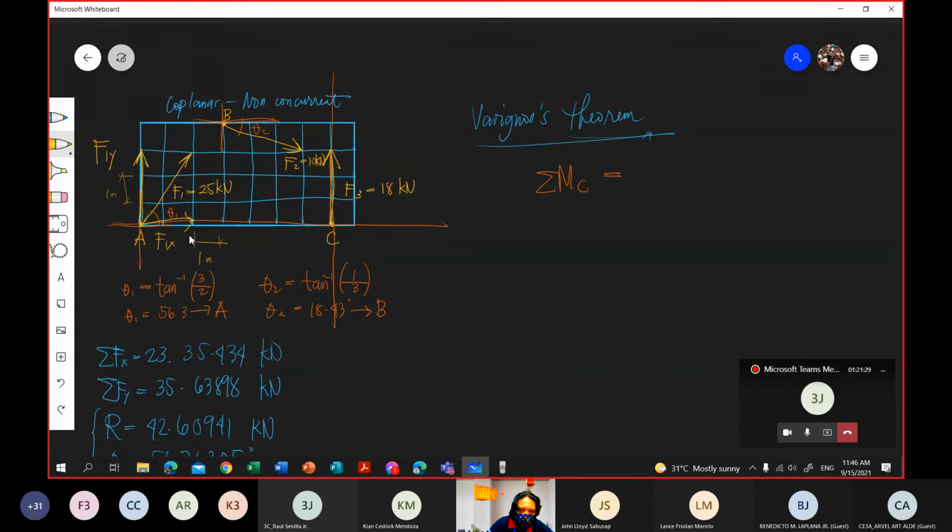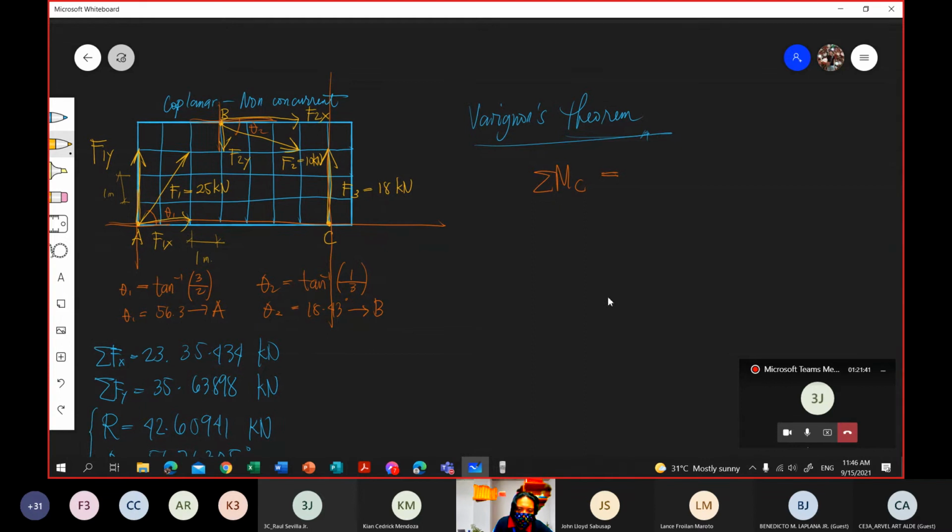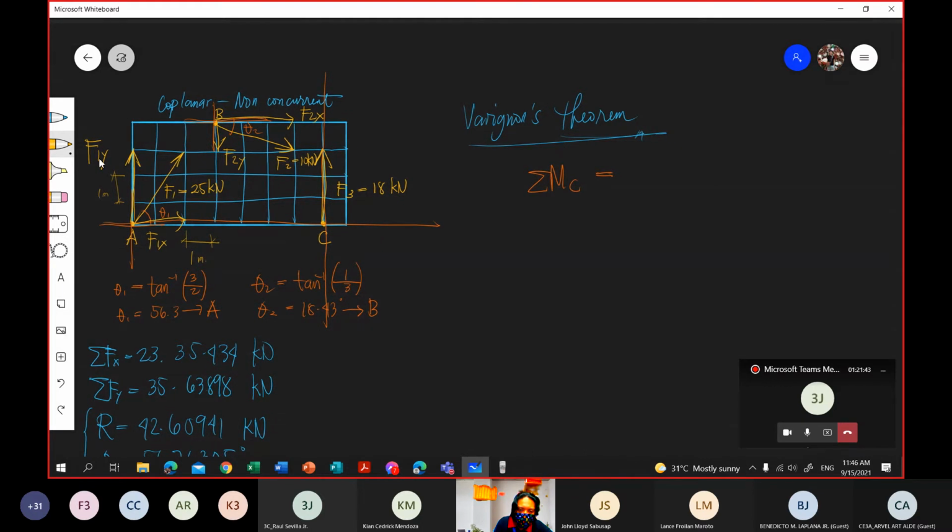And F2 also has a y component, this is F2y, and an x component, this is F2x. F3 has zero moment because it is acting on the reference point itself, so it has no moment arm. So the forces that contribute moment are F1y, F2y, and F3y.